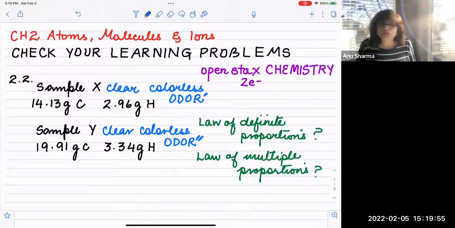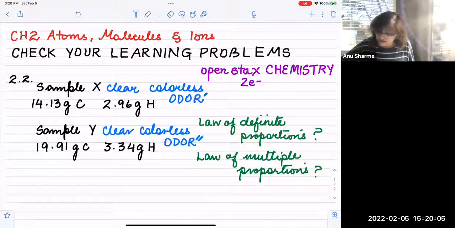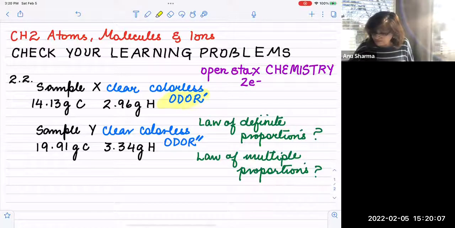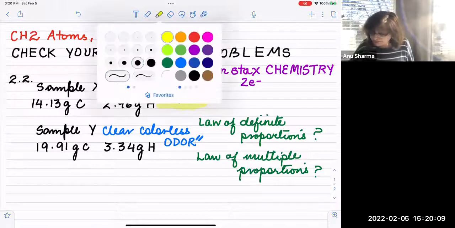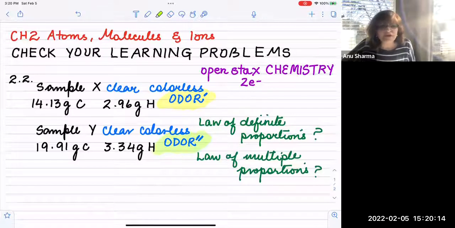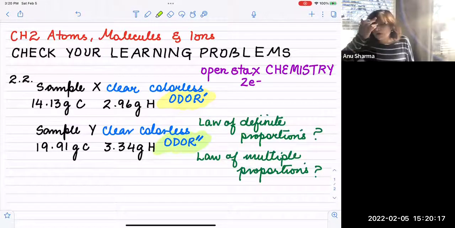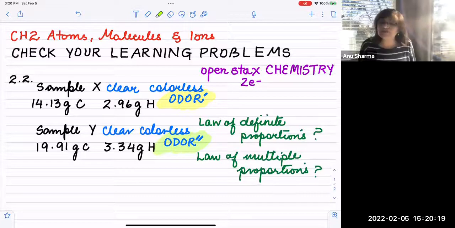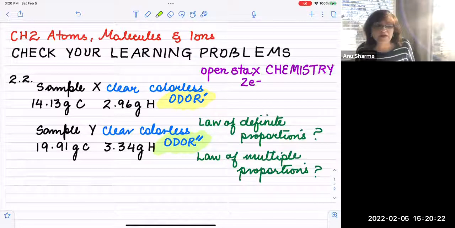That is 2.2. So what is given to us? Here we are given two samples, sample X and Y. Both of them are clear, both of them are colorless. However, the difference is in the odor. One of them has a very specific type of odor, but the second sample smells a little bit different. So the odor is defining the identity of this particular X and Y compound. So we just want to make sure that both of them are indeed different and not the same.